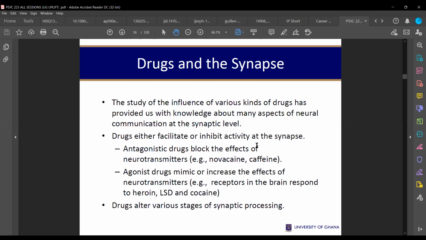So we normally say that it mimics the effect of the neurotransmitters. So cocaine, for instance, mimics the effects of dopamine. So that's why when you take too much in a system, it is more or less like you are taking a lot of dopamine. And you know the function of dopamine when it is in excess. So that's why the person has that sort of psychotic effect.